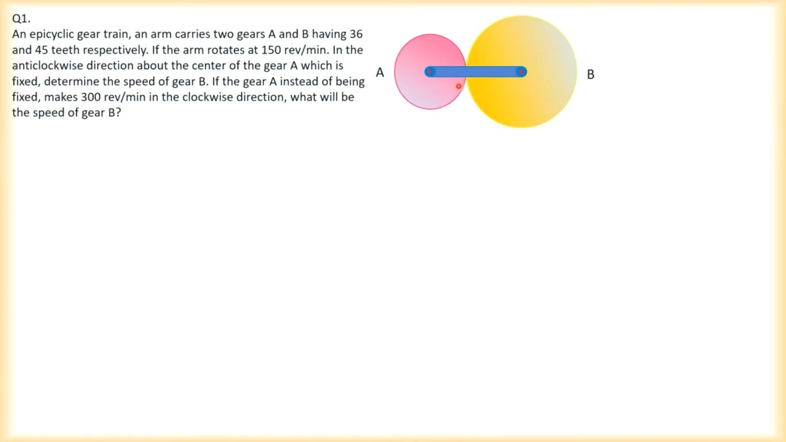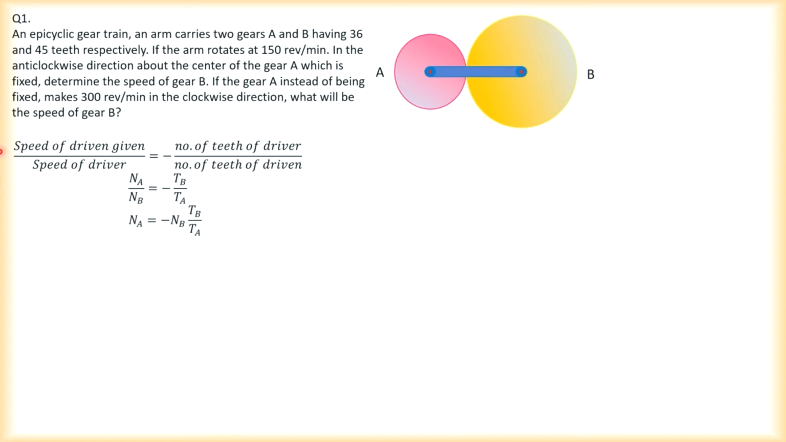Okay, so what you need to do is treat this as a simple gear train, taking the arm as fixed. Work out the train value by taking A or B to be the subject. Here I have taken, from this, when you write this down, that means we have treated gear B to be the driver.